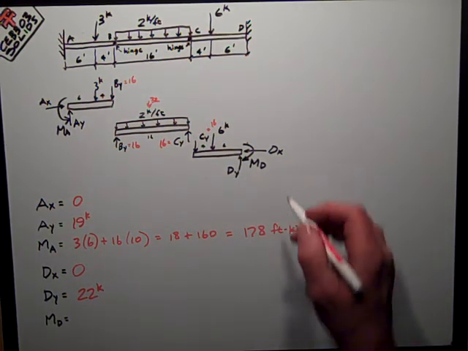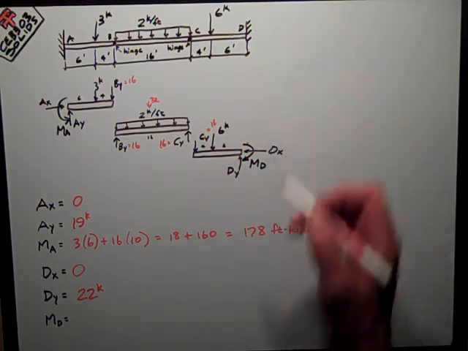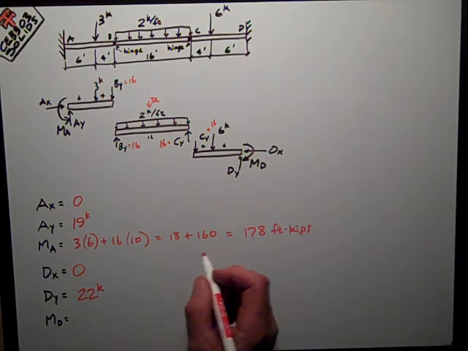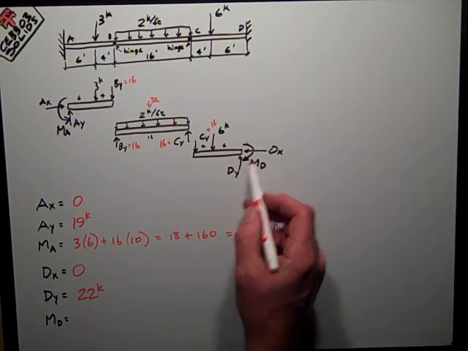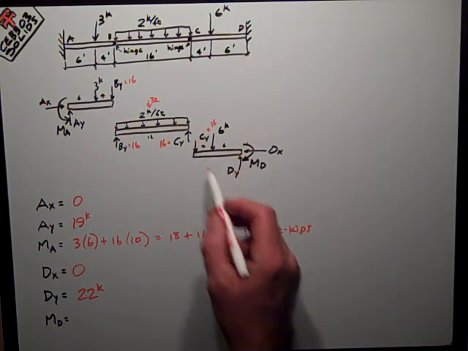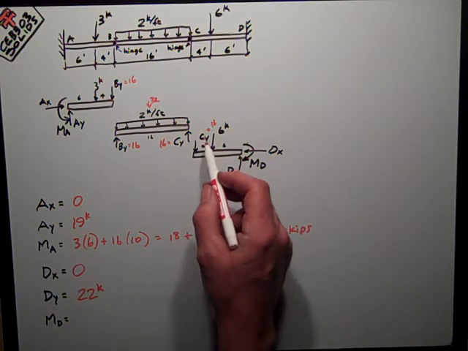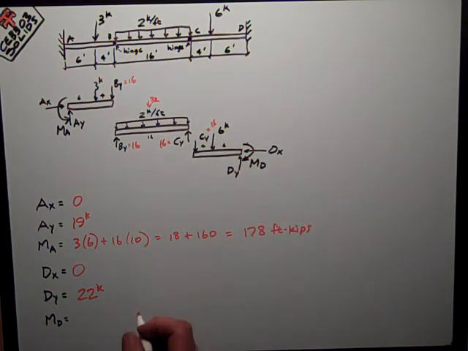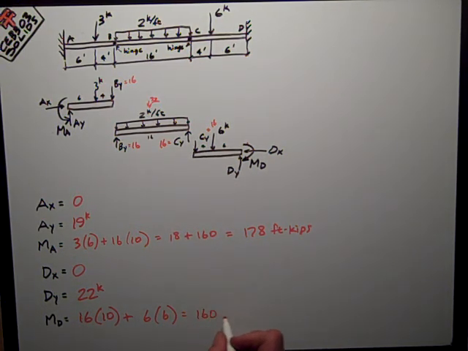Finally, I have the moment, the support moment caused by that fixed end. That's just equal to its opposite. I've assumed it clockwise at that end, resisting counterclockwise moment caused by both of the 2 concentrated loads. So I have 16 times 10 plus 6 times 6 is equal to 160, plus 36 is equal to 196 foot kips.